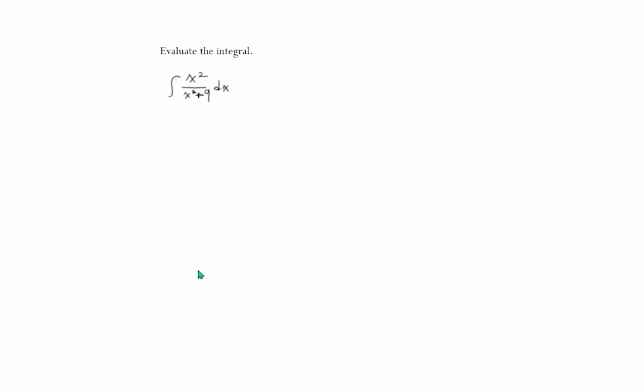So the specific question is: evaluate the integral. The integral is x squared over x squared plus 9. And so we have to find the antiderivative of that.